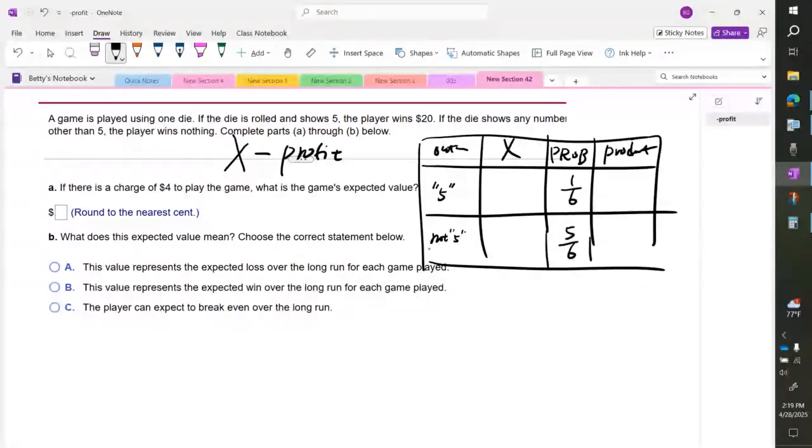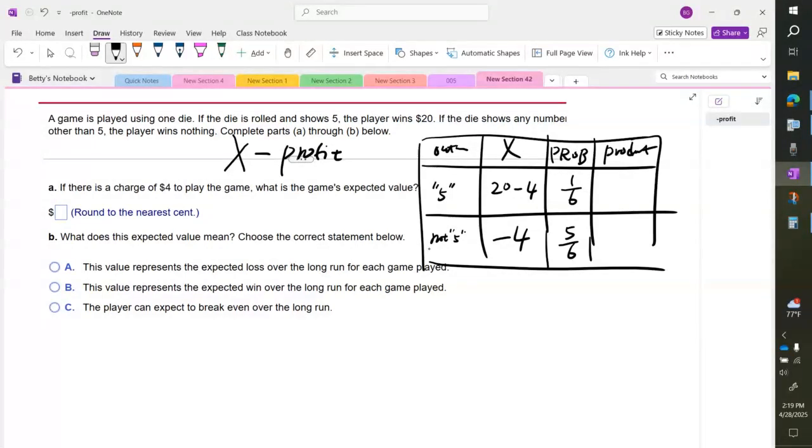If you roll a die and get the number 5, you win. And what's your profit? You win $20. However, you pay $4 because you wanted to play. So your profit is not 20, your profit is $16, okay? The player wins $20 minus the $4 cost, so $16 profit if he wins. If you lose, profit is -4.